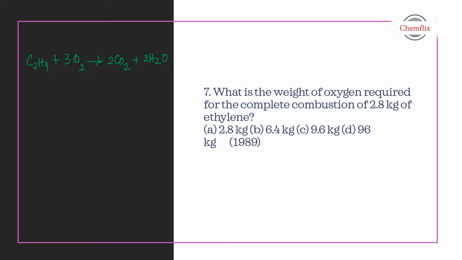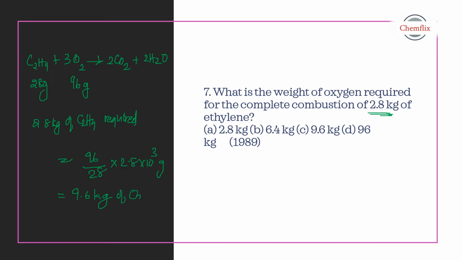Now here C2H4, calculate the mass. 28 gram of C2H4 reacts with 3 O2, that is 96 gram, to give 2 CO2 plus 2 H2O. For complete combustion of 2.8 kilogram of C2H4, it requires 96 divided by 28 into 2.8 into 10 to the power 3 gram. So what will be the answer? 9.6 kilogram of O2 you needed. Option C.